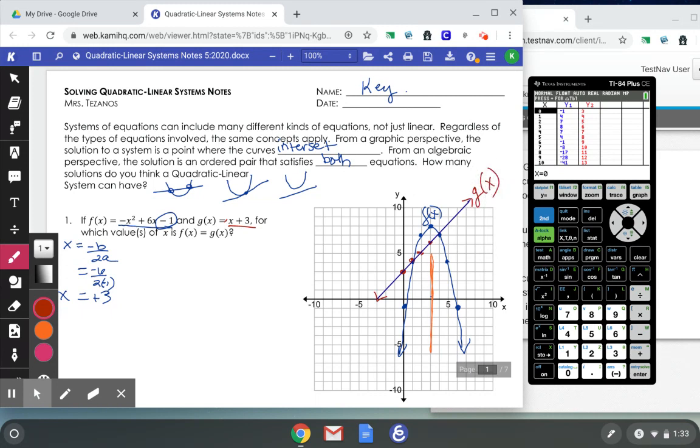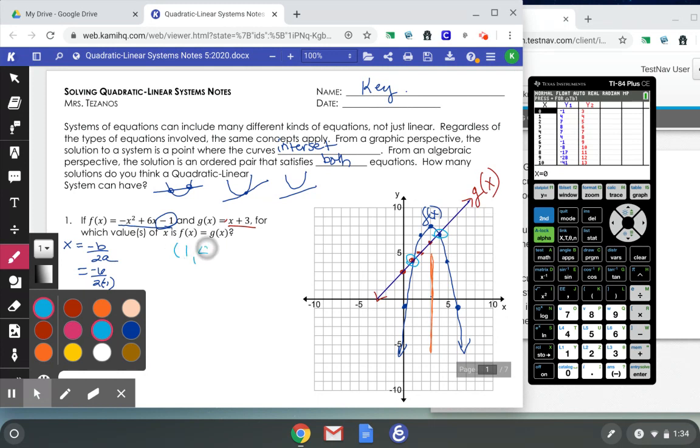Okay, so I can see that my graph intersects at this point and this point. So I could say the solution to this system has two solutions, (1, 4) and (4, 7). So those would be my two solutions.